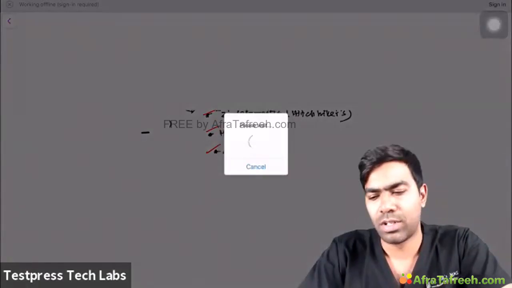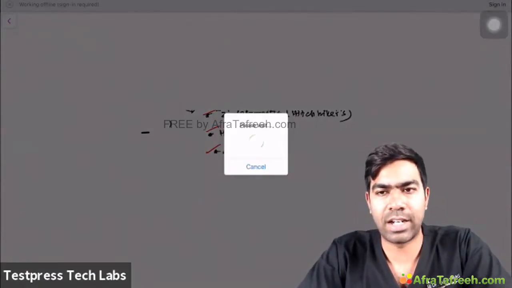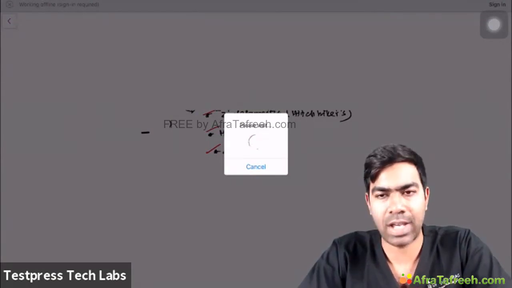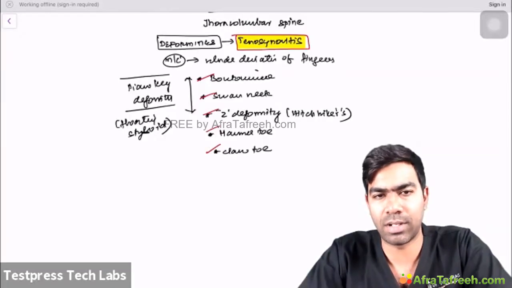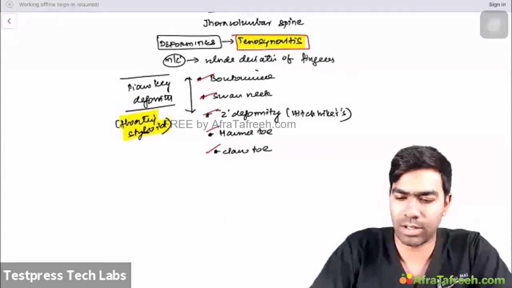Fine. So these are the deformities that you're going to see. That is the classic deformities. The Z deformity, the Boutonniere deformity, the Swan neck deformity, and we are also seeing the hammer toe and the claw toe. And apart from that, there is something called Piano key ulnar styloid. I mean, Piano key deformity, that is called as floating styloid.